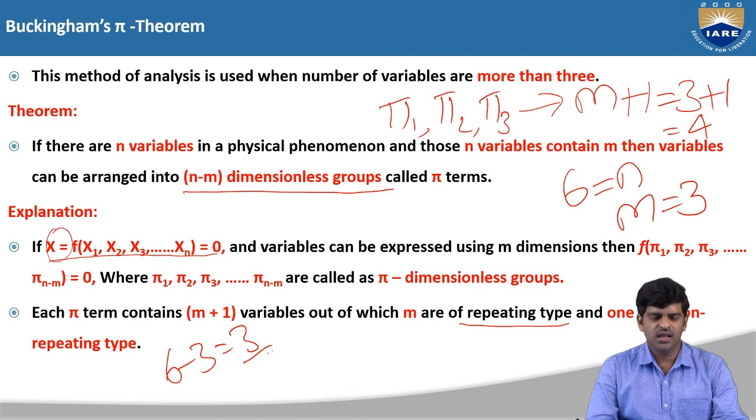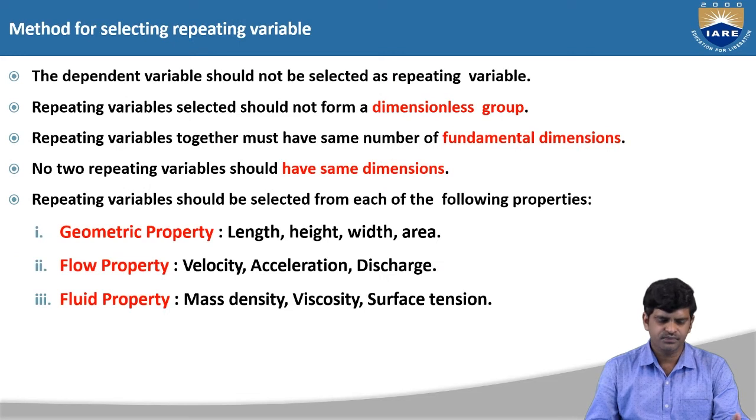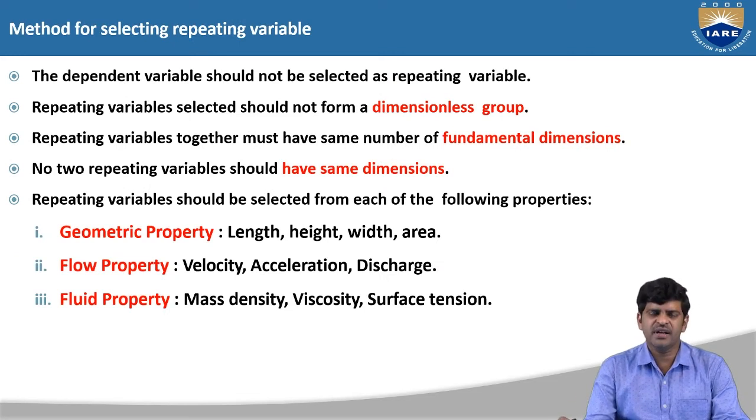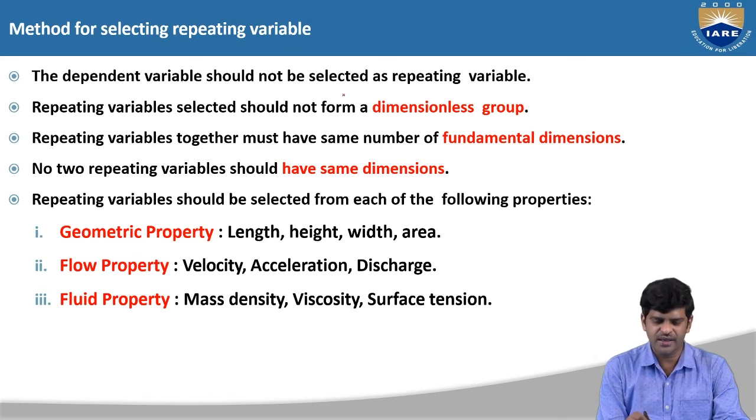Now let us see what is meant by a repeating variable and what procedure we need to follow in order to call something a repeating variable. There are certain characteristics that need to be satisfied, because we cannot assume all variables are repeating variables. So we are going to discuss them now. The first one is that the dependent variable should not be selected as a repeating variable. That is the basic fundamental quantity.